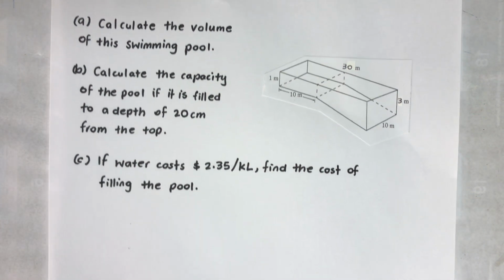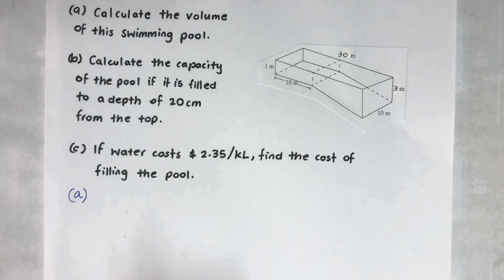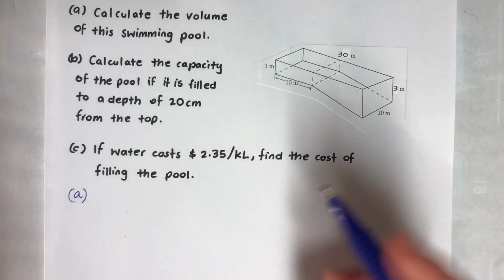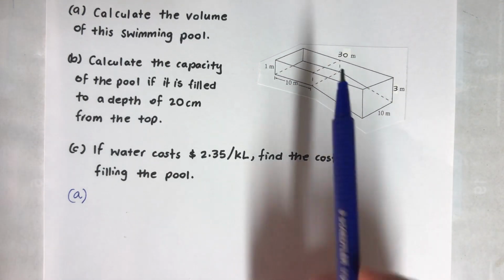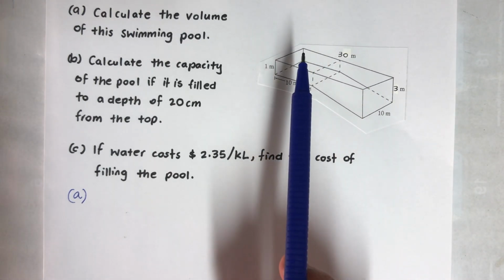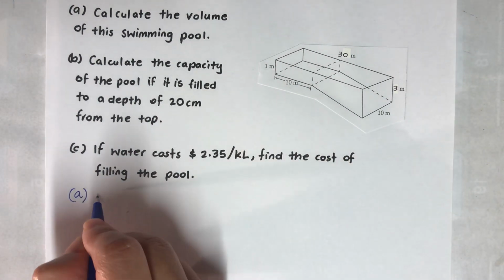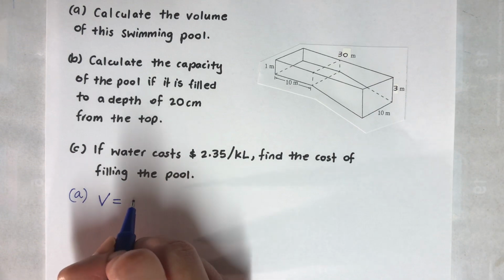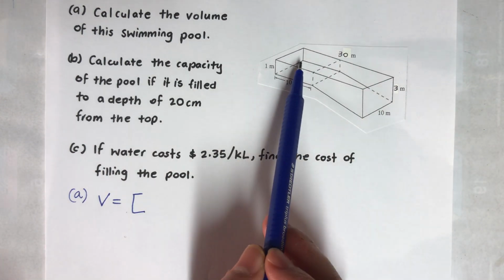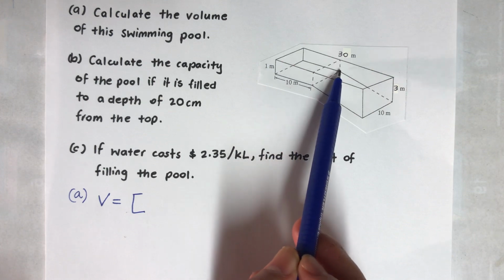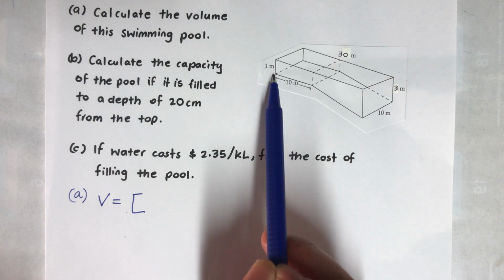Okay, not a problem. So let's have a look at A. So for the volume, I'm going to call this the front part and the back. I'm going to find the volume of the front, the volume of the back, and add them together. So the front part is this. The area of the base would be 10 times 10, and the height is 1.